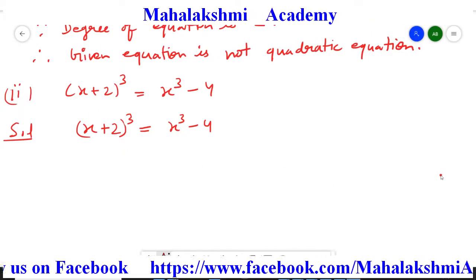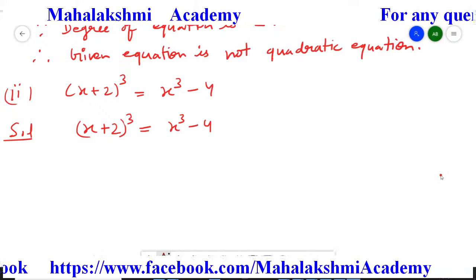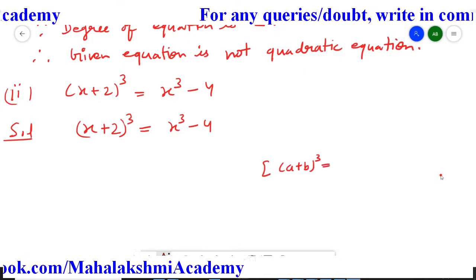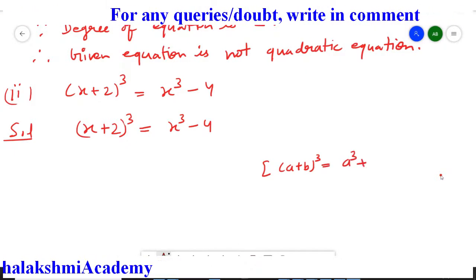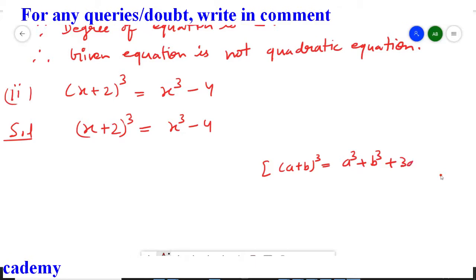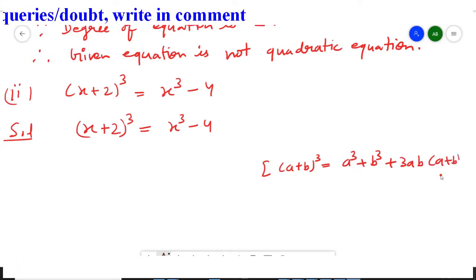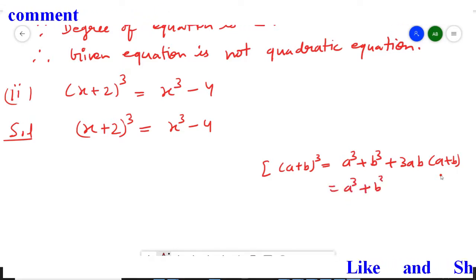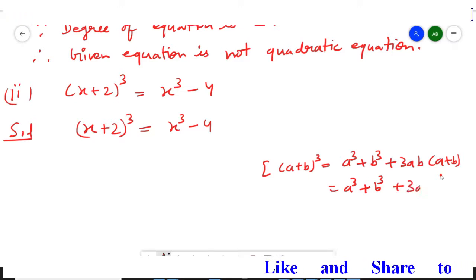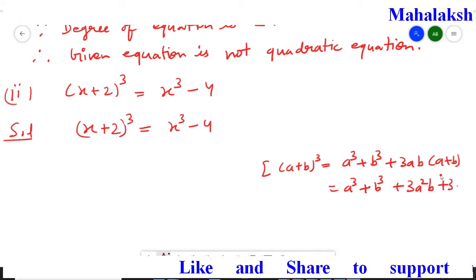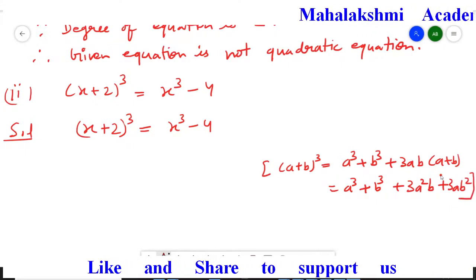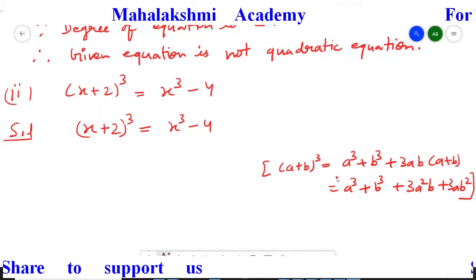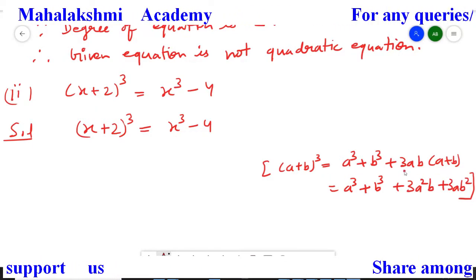So I'm writing the formula here. Then with the help of that formula, we'll open it. The formula of a plus b whole cube is a cube plus b cube plus 3ab bracket a plus b. Then further when we will open it, it's going to be a cube plus b cube plus 3a square b plus 3ab square. So I am going to use this formula here. So students, if any bracket is in the form of a plus b whole cube, we have to use this formula to open it.